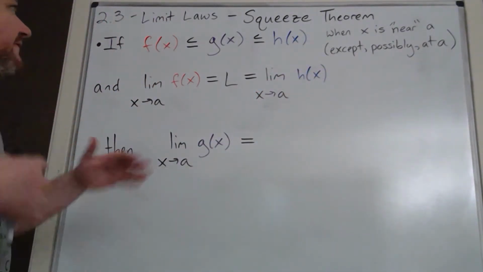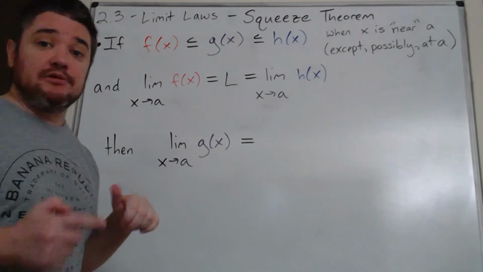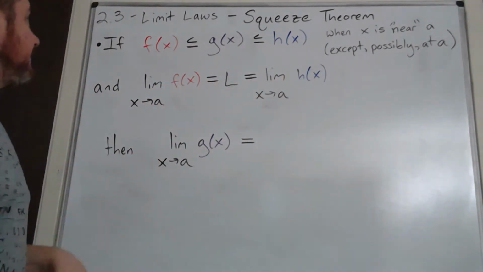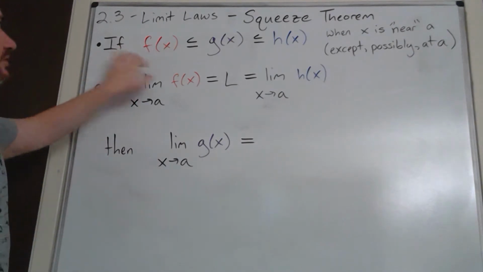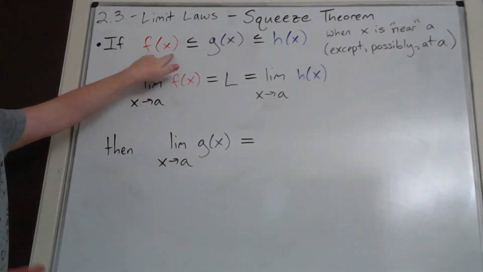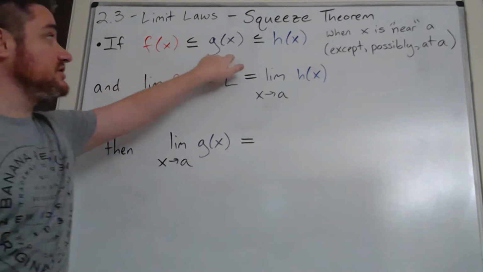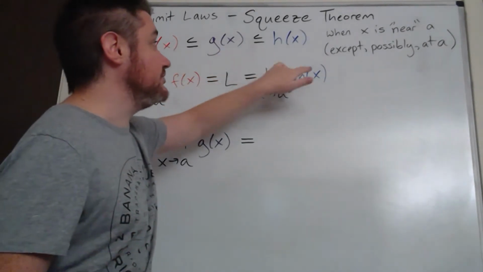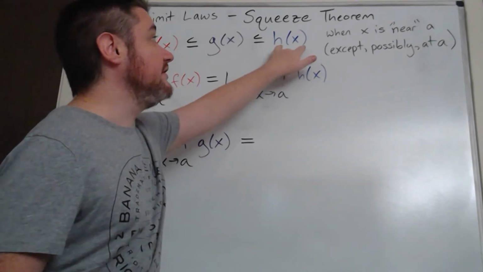Okay. So first of all, let's suppose we have three different functions. We've got f, we've got g, and we've got h. If this is true, the way I read this is the function values of f are less than or equal to the function values of g, and then simultaneously the function values of g are less than or equal to the function values of h.